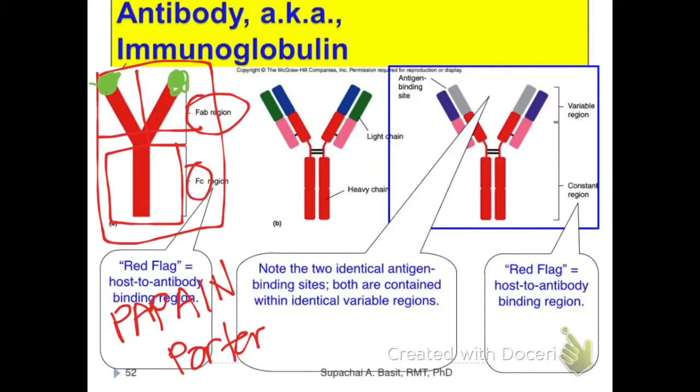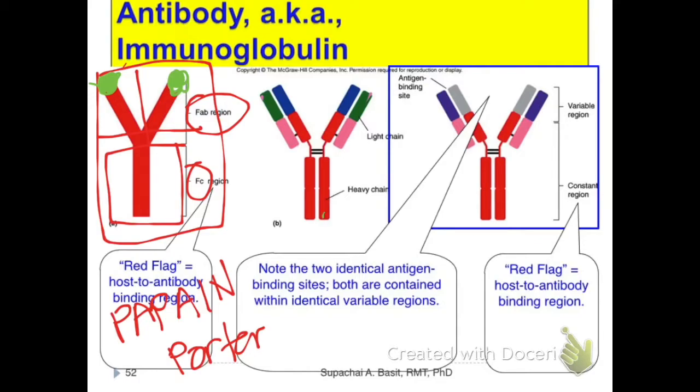Now, each monomer of antibody has one pair of heavy chain. Where's the heavy chain? Here. This is the heavy chain. You have one pair of heavy chain, and then you have another pair of light chain. So here's the heavy chain, here's the light chain. One pair of heavy chain, one pair of light chain.